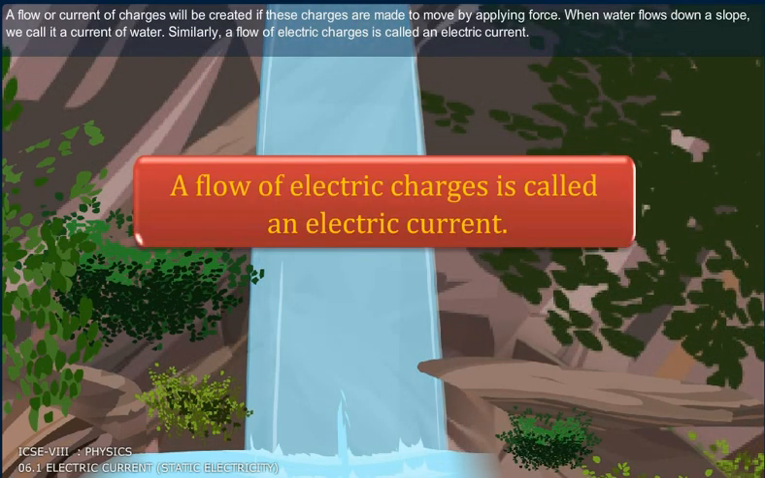When water flows down a slope, we call it a current of water. Similarly, a flow of electric charges is called an electric current.